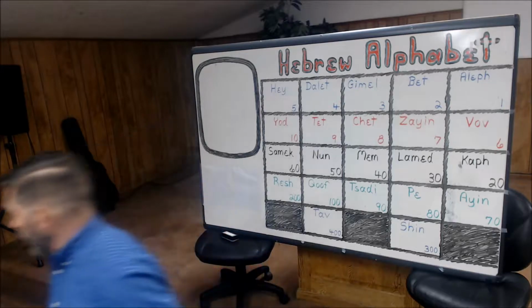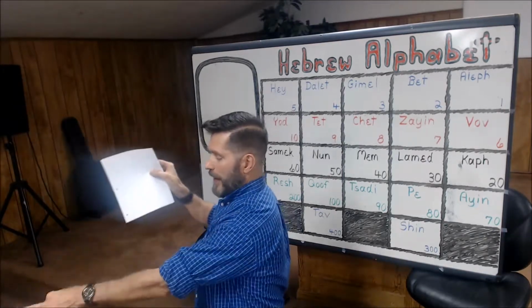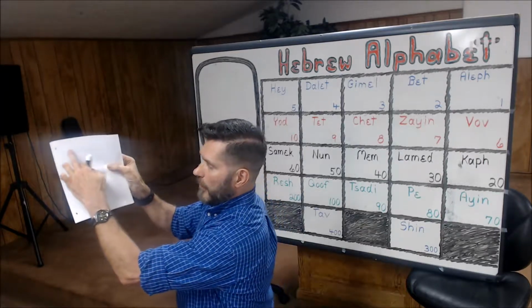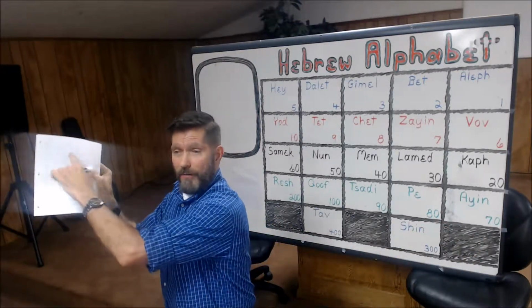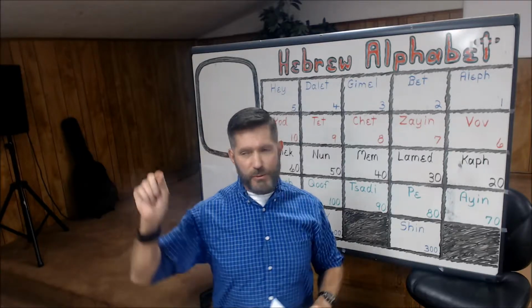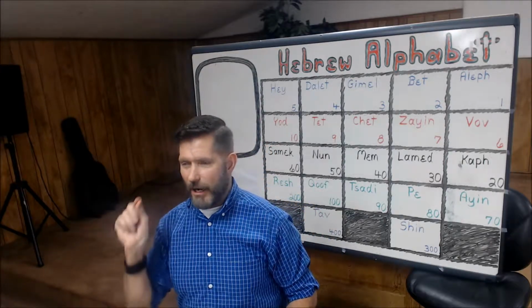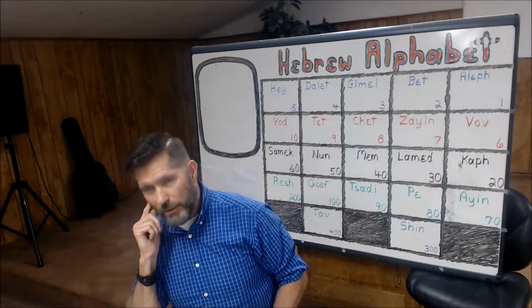And then on the notebook paper, what I want you to do with that is once you write down the letter, I'm going to have you write a whole row of, for instance, the aleph. You're going to write a whole row of alephs. And this is very important: when you write it down, don't just write it down. Your eyes need to not only see it, but your ears need to hear you saying it.